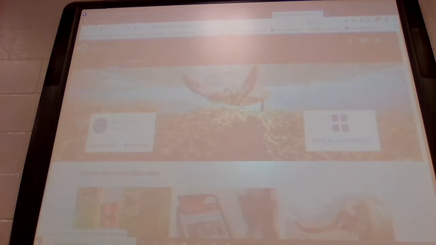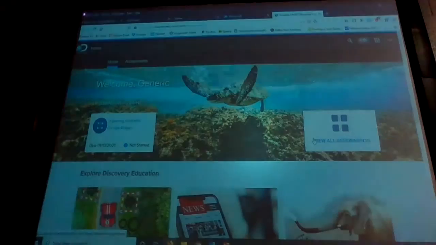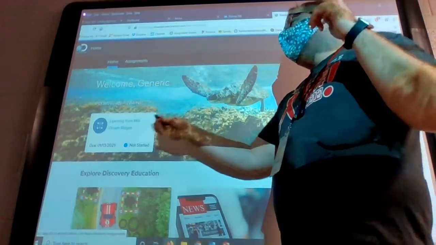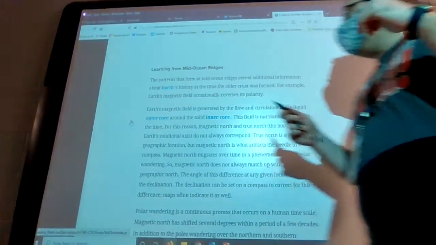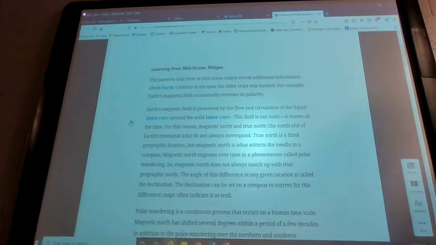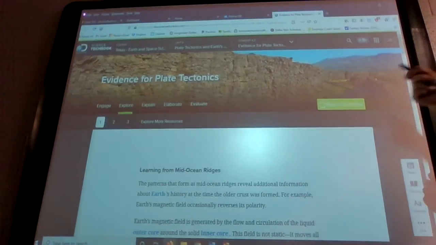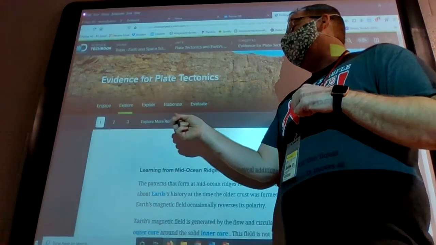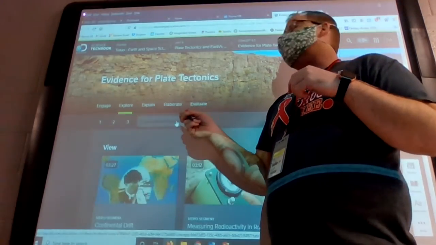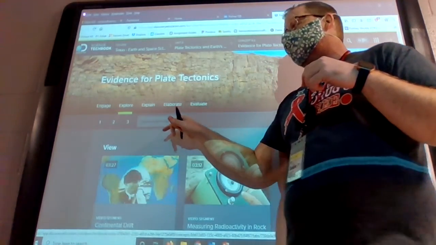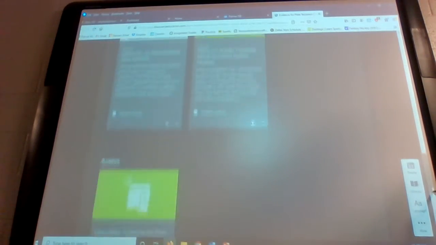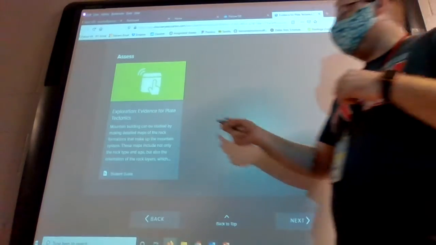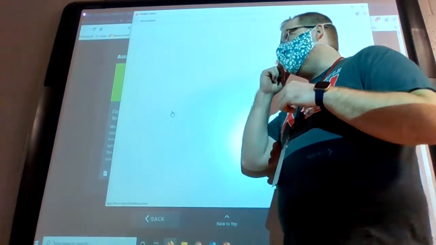I got the reading assigned, so that should be the only assignment you see right here today. Go ahead and click on the reading, and it will take you to this section, which we're going over still, evidence for plate tectonics. We're looking for the exploration, so click on Explore More Resources, and then scroll down all the way to the bottom to the exploration, and click on the exploration.